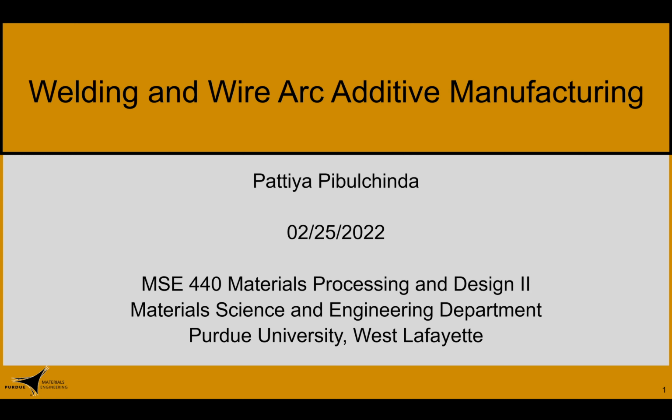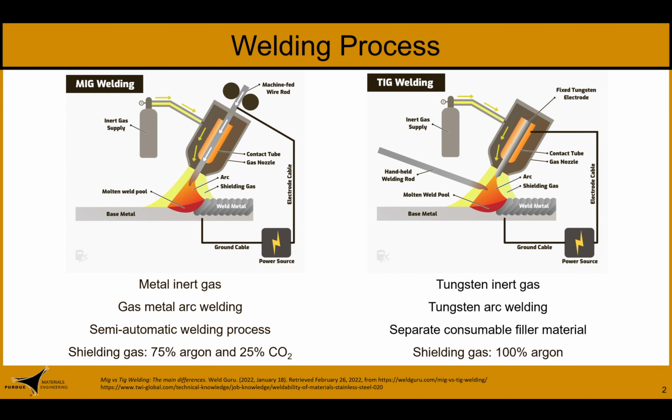Hello, my name is Pattiya Pibulchinda, and today I will talk about the relationship between welding and the wire arc additive manufacturing process. Starting from the welding process, which is typically divided into two groups: MIG welding and TIG welding.